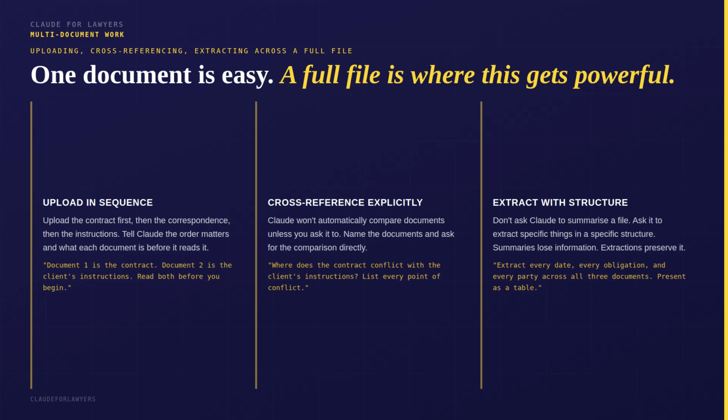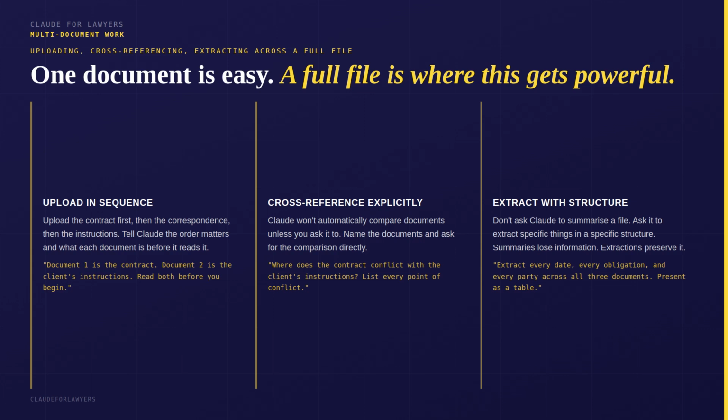The first is to upload in sequence and name each document before Claude reads it. This sounds obvious, but most lawyers don't do it. They upload 3 documents and ask Claude to summarize them. Claude reads them in order and produces a combined summary that loses the distinction between what each document says. The better approach is to tell Claude what it's reading before it reads it.